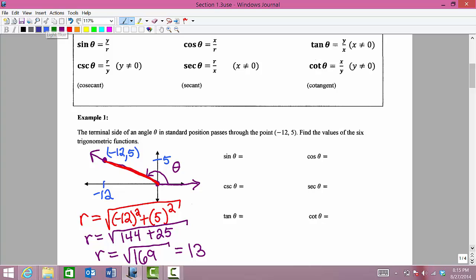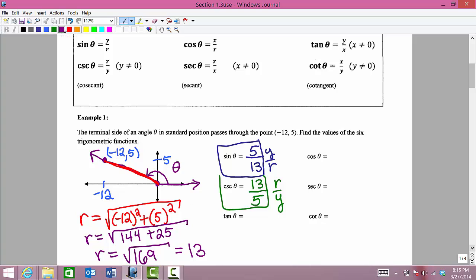So let's go over here and form the 6 trig function values. Sine of an angle theta, we see above here that sine is y divided by r, and our y value is 5. So that would be 5, that's my y, divided by r, which is 13. So sine of theta is 5 divided by 13. Now cosecant is the reciprocal of that. Cosecant is r divided by y. So we just flip that fraction. We get 13 divided by 5. That's our r over y.